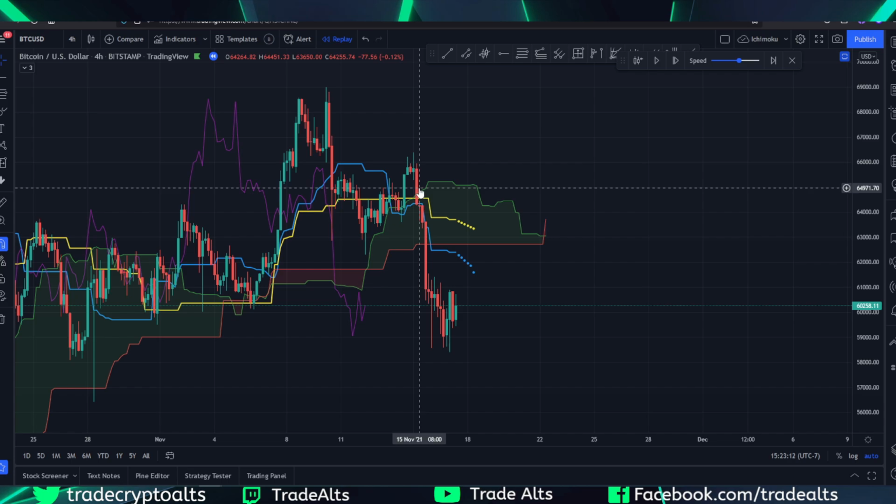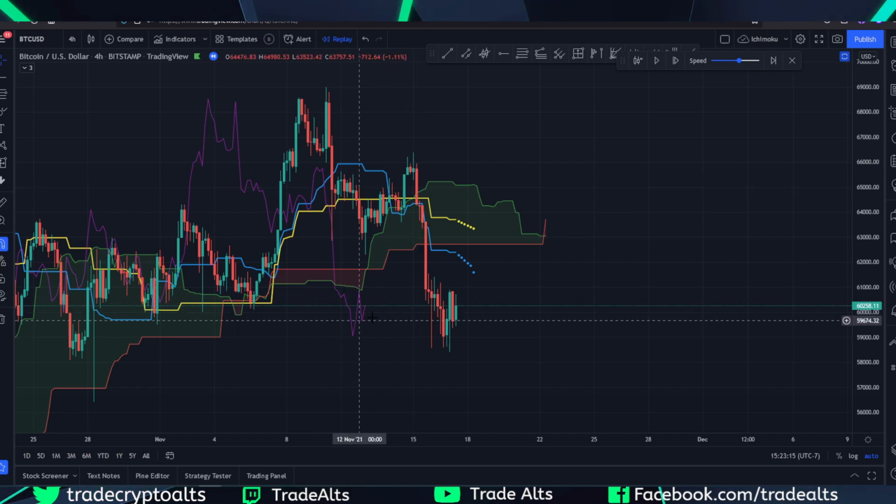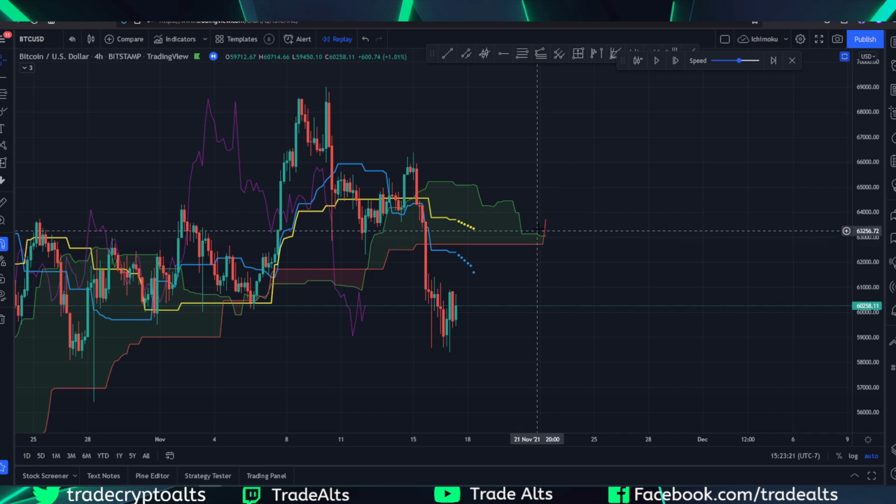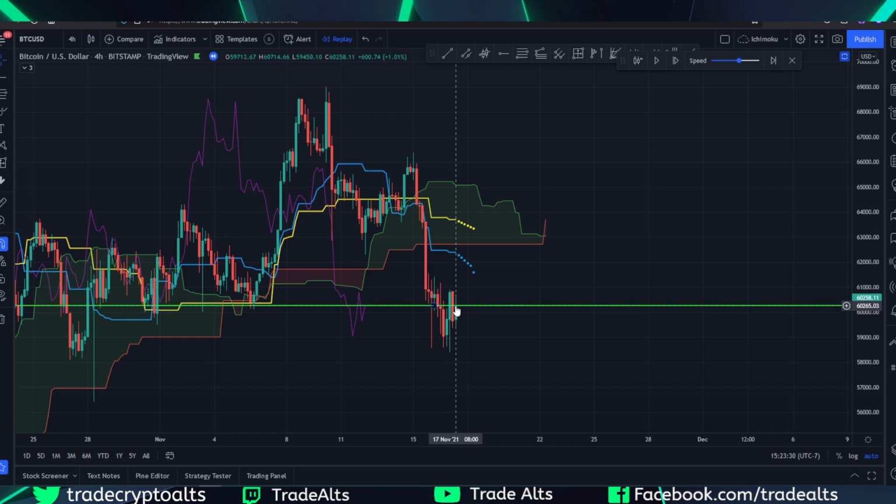But you have all 4 confirmations: Chikou span below price and cloud, bearish TK cross, price obviously below cloud, and your bearish Kumo twist. So this would be your entry. And let's play it.